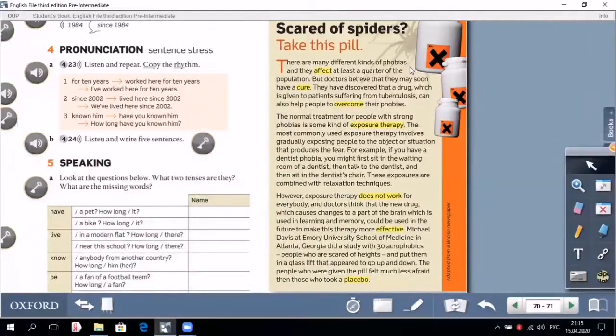However, exposure therapy does not work every time for everybody, and doctors think that the new drug, which causes change to a part of the brain used in learning and memory, could be used in the future to make this therapy more effective. Michael Davis at Emory University School of Medicine, Atlanta, Georgia did a study with 30 acrophobics, people who are scared of heights, and put them in a glass lift that appeared to go up and down. The people who were given the pill felt much less afraid than those who took a placebo. You see, some doctors made an experiment on persons who have phobias.